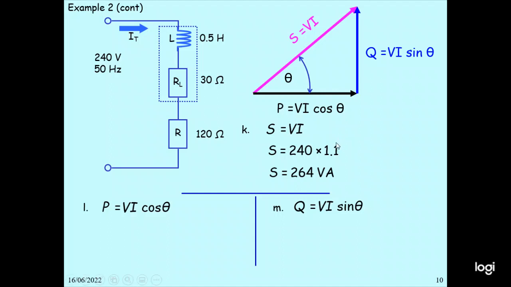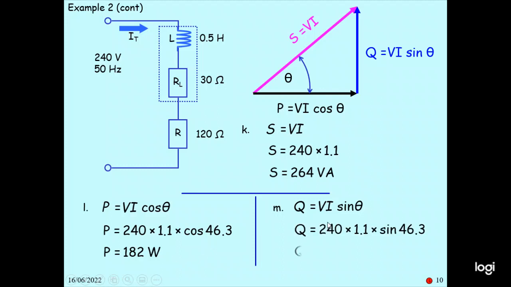Power P equal to VI cos theta. So 240 by 1.1 cos 46.3, you get 182 watt. Q equal to VI sin theta. So 240 by 1.1 into sin 46.3, so 191 VAR. So this is the way we calculate for the S, P, and Q.